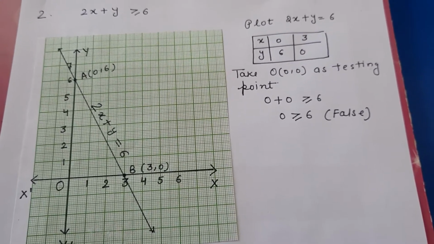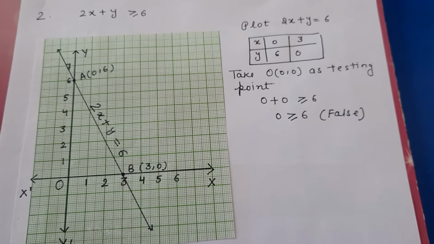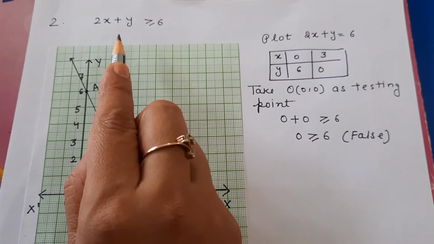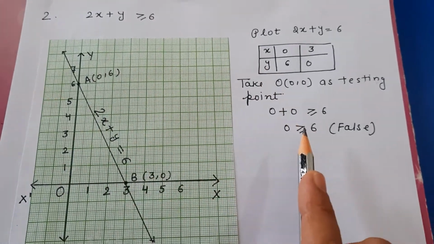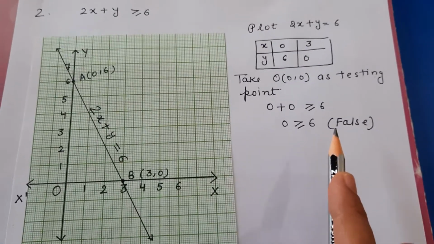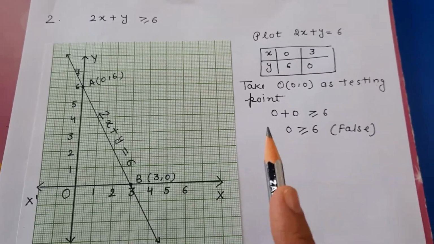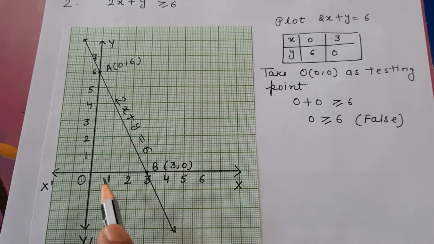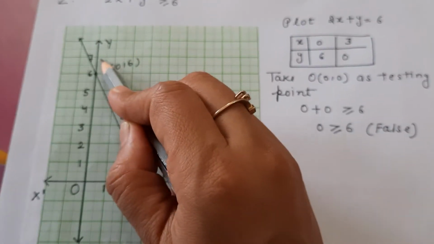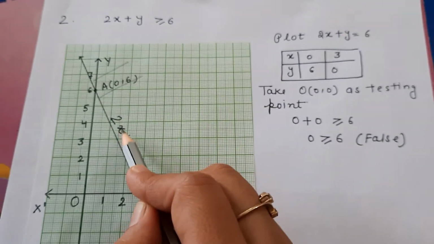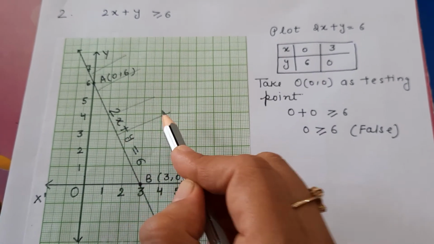So we are going to take origin as the testing point. So if you put x and y both equal to 0, here 0 is greater than or equal to 6. True or false? This is false. And if it is false, region will be away from the origin. This is origin direction, so away from origin. That means your shaded region is in this direction.